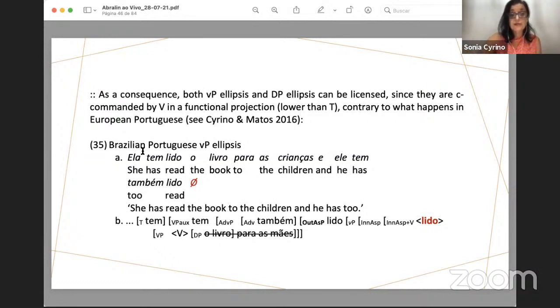So in Brazilian Portuguese, if we have a sentence like "ela tem lido o livro para as crianças" and "ele tem também lido," here we have VP ellipsis, right? The verb moves to this position, which is the inner aspect, and when it's there, it can license the ellipsis of the VP, the whole VP here, not only the DP.